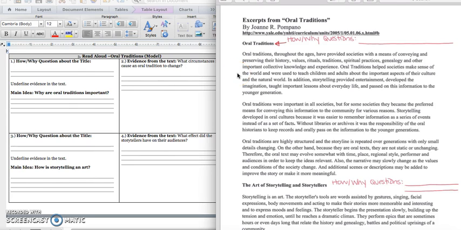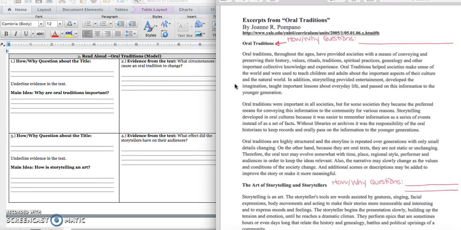Let's keep reading. Oral traditions helped societies make sense of the world and were used to teach children and adults about the important aspects of their culture and the natural world. I'm going to underline that sentence as well because not only were they used to teach people about culture and history, oral traditions were also used to teach children and adults how the community came to be.